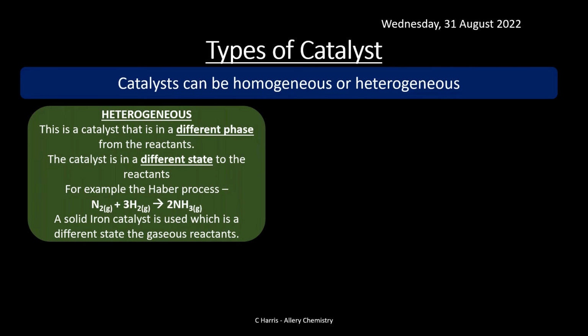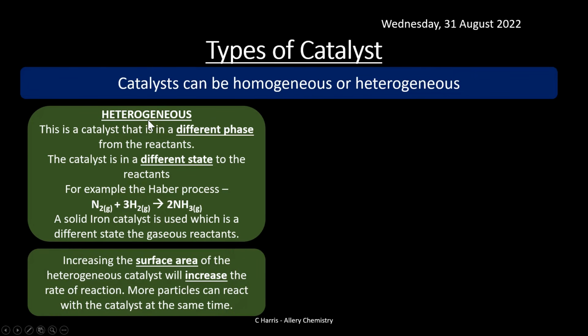So you'll remember heterogeneous catalysts are in a different phase from the reactants. So different physical states, so there might be solids, liquids, gases. A classic example is the Haber process, where you've got nitrogen and hydrogen, which are obviously all gases. You're producing ammonia, which is a gas, and we use a solid iron catalyst for this. Now, that's in a different phase to these reactants, so therefore it is heterogeneous.